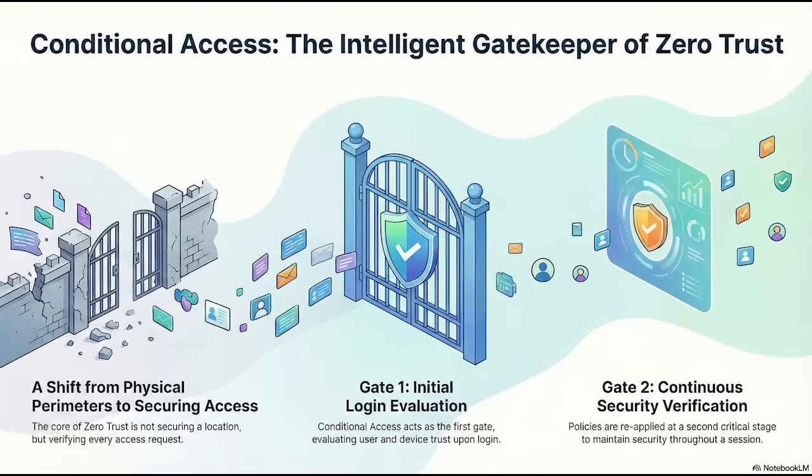It's constantly evaluating trust before it grants any access. And what really elevates this design is that they don't just apply CA once when you log in. The policy applies at two critical stages to maintain that continuous security. Okay, tell me about these two gates. I want to understand how they work together to create that perimeter.